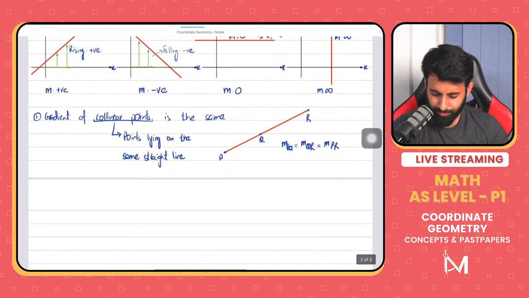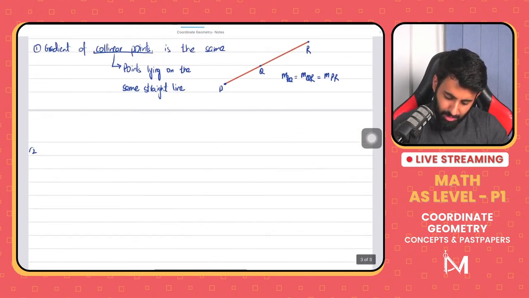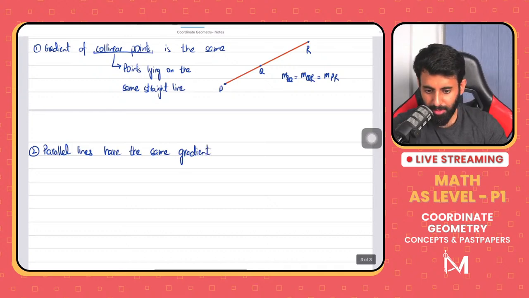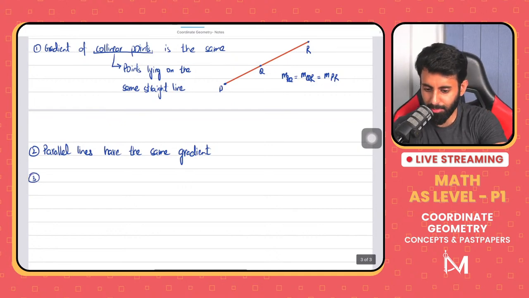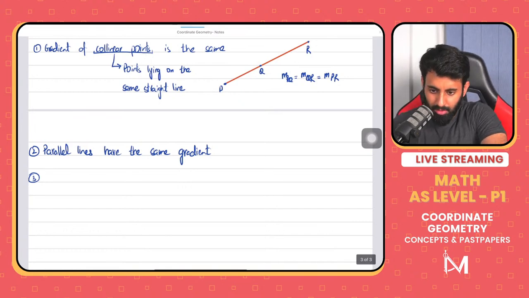Okay, now, this was concept number one related to gradient. There is another concept related to gradient, which is parallel lines. Parallel lines have the same gradient. Okay, remember, parallel lines have the same gradient. And then there is another concept related to perpendicular lines. Anyone who can tell me what that is? What happens when two lines are perpendicular?